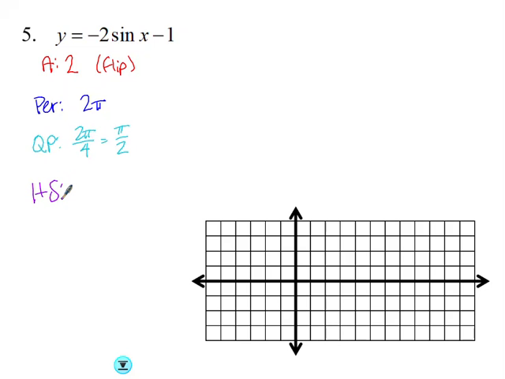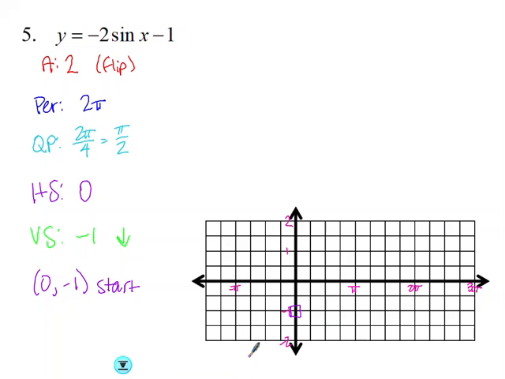The horizontal shift is going to be 0. Again, since there are no parentheses, that means that c is 0. And our vertical shift is -1. So we are shifting our graph down. So this means that 0, -1 is our starting point. So I'm going to go ahead and label our axes. Our starting point is 0, -1.